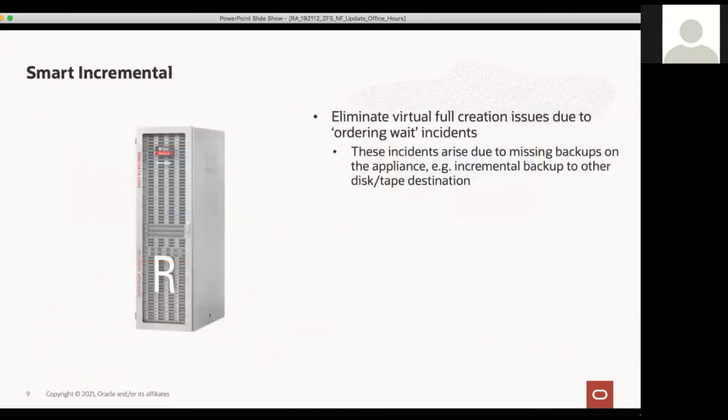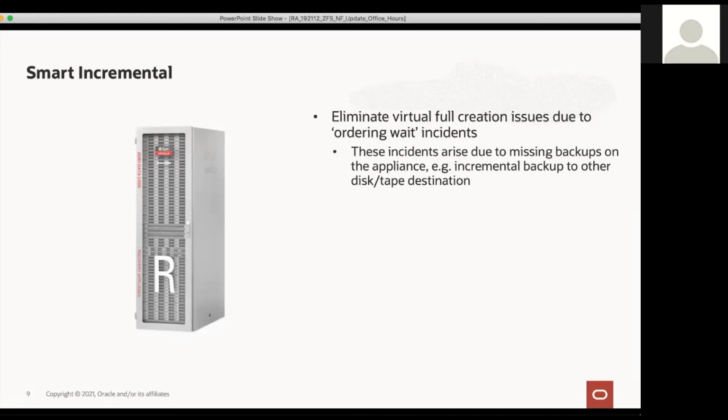Let's move on to a new capability we call Smart Incremental. Right. And this capability was designed to eliminate virtual full creation issues due to ordering wait incidents. And some of you might be familiar with this incident in the RA log. These incidents arise due to missing backups on the appliance. For example, incremental backups have been erroneously taken to a different disk or tape destination outside the RA. You might have had an old script that's used or something like that prior to using the RA strategy. So those backups don't exist on the RA.